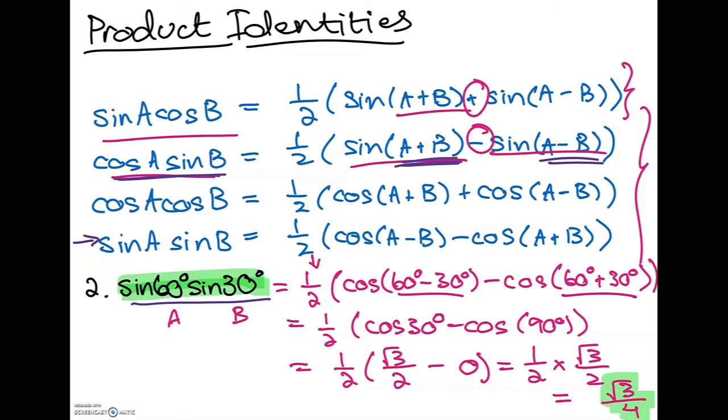I hope this made sense. Essentially, you're just going to be doing the same calculation and substitutions if using your other identities.